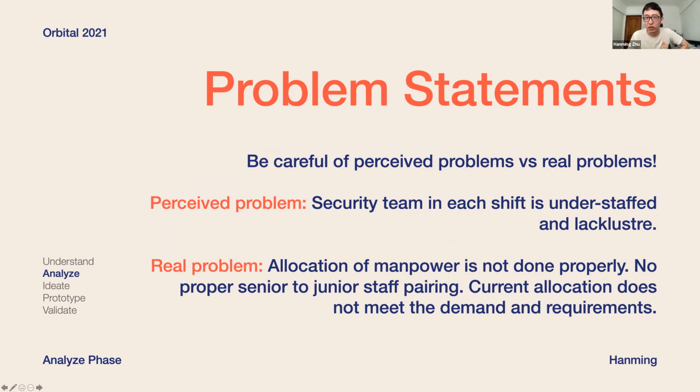So for example, with the security team you feel like it's just understaffed and lackluster, but actually that's not really the problem here. The problem is that the manpower is not being allocated correctly, right? Seniors and juniors are not paid correctly, so the junior staff are confused about what they're doing. The allocation doesn't meet the demands and the requirements. You may need more people in some areas, but they're not being hired, and so on. So some people overwork and some people underwork, etc.